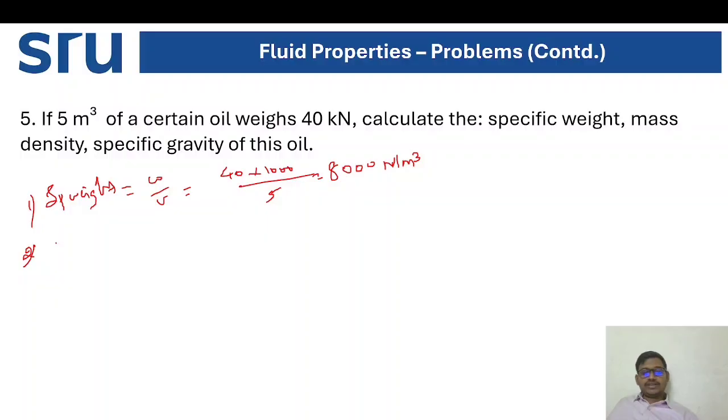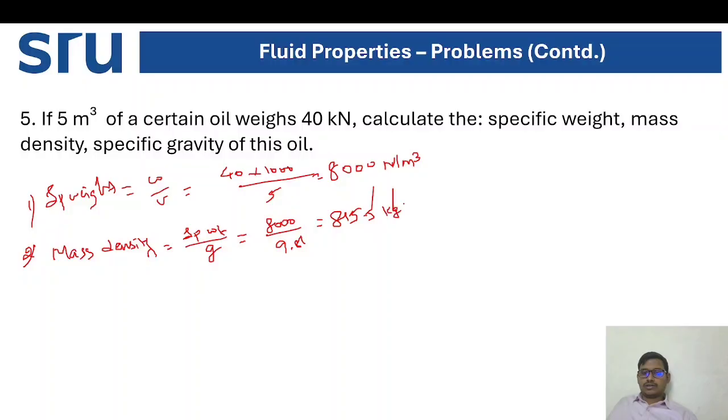So second one is mass density. Mass density equal to specific weight by gravity. So 8000 by 9.81, that is equal to 815.5 kg per meter cube.